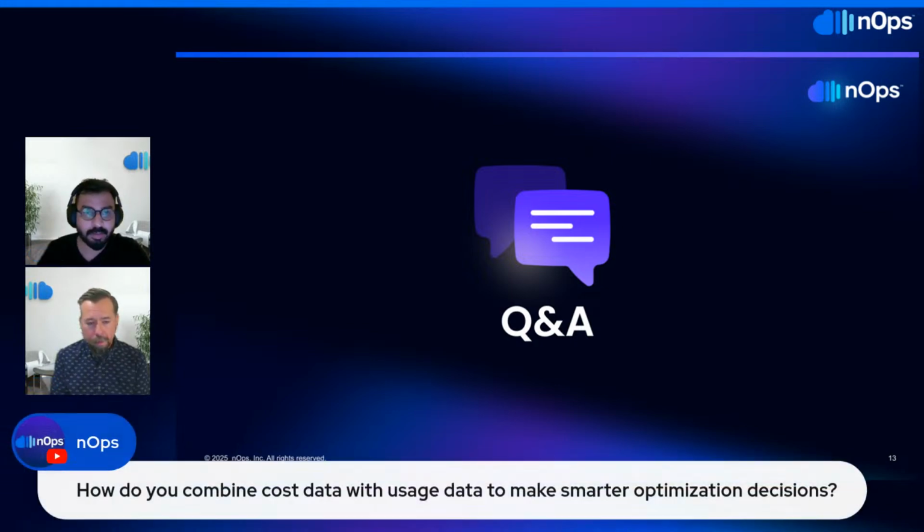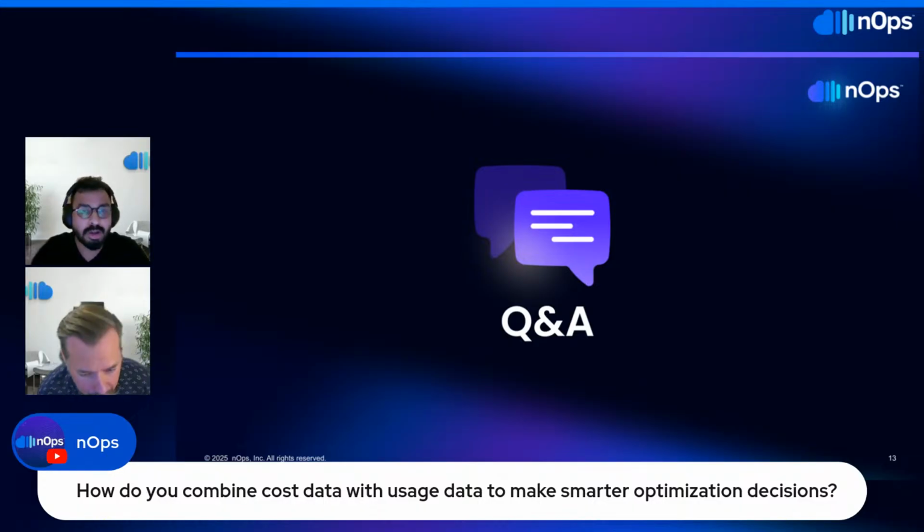We do have one more question I just posted here. How do you combine cost data with usage data to make smarter optimization decisions? That's a good question. Usage data alone can help you get your t-shirt the right size, so to speak. You can go from a container that's only using 50% of its requested resources to a container that's using 80 or 90 or 100% of its requested resources. That's great, but it doesn't give you a lot of insight as to how that's going to affect your bill at the end of the month.